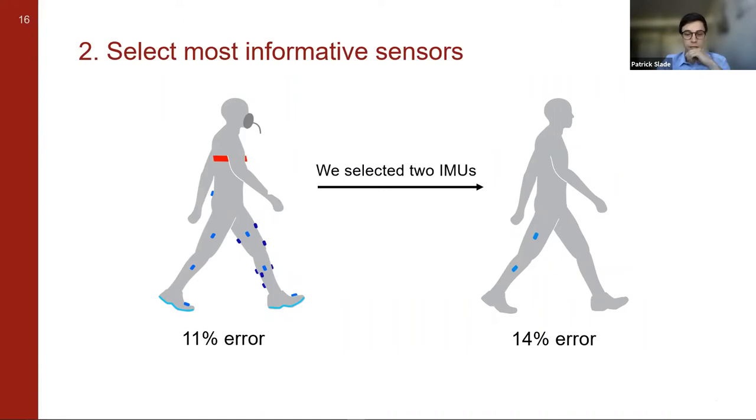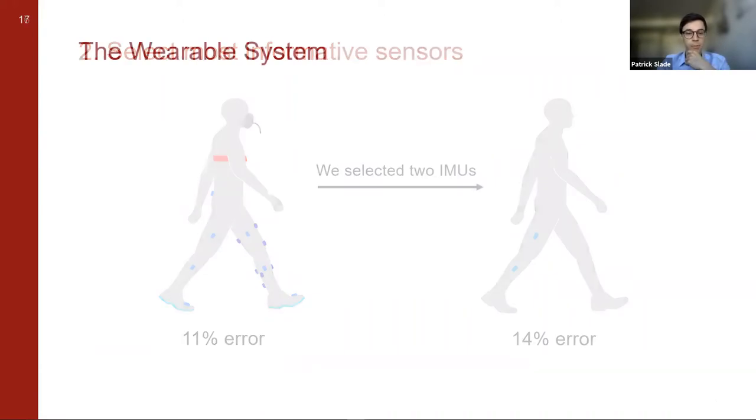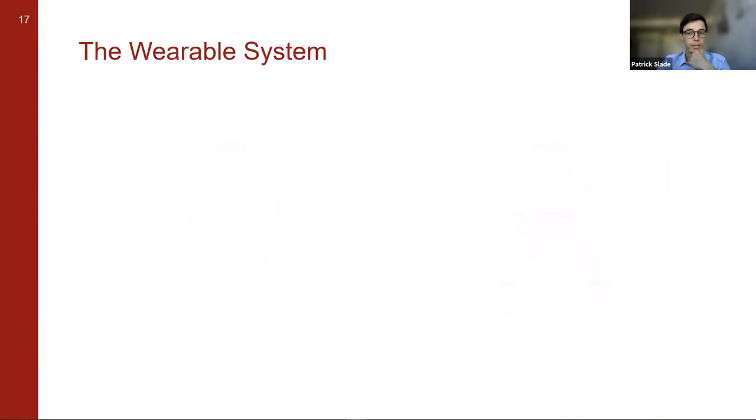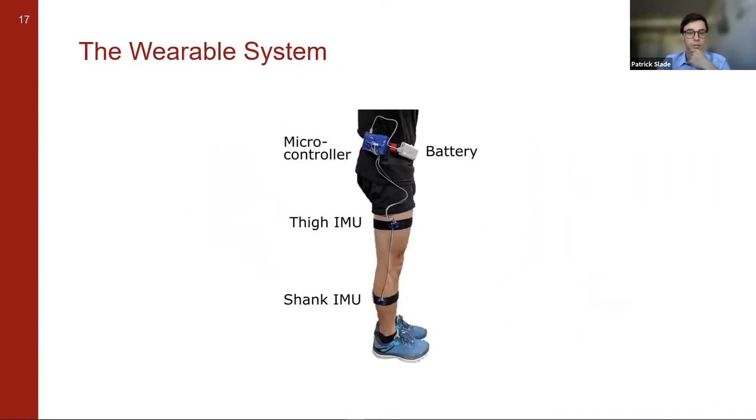So the next step is to make a prototype of this system so we could evaluate it with additional experiments. And this is what our prototype looked like. We have the two IMUs on the shank and the thigh. And then we have a little microcontroller, which acts as a mini computer. And this is where we load our data-driven model to take measurements from the IMUs and produce estimates of energy expenditure. And then, of course, we have a little battery.